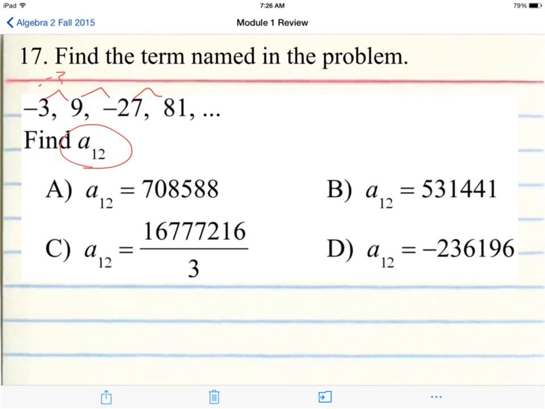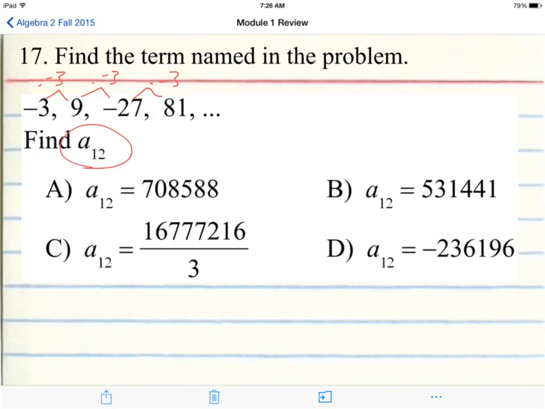So I'm going to check that out and see if it's a common ratio. Is that the same thing happening between each number? So 9 times -3, yeah, that would give me -27. And if I multiply -27 by -3, that would give me +81. So that appears to be the pattern. That means our sequence is geometric.